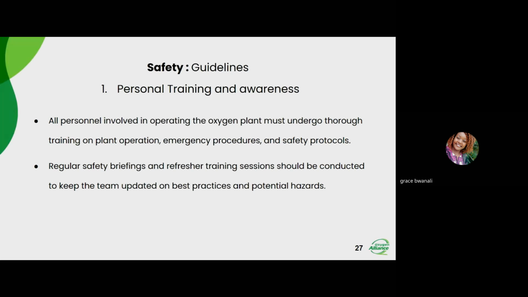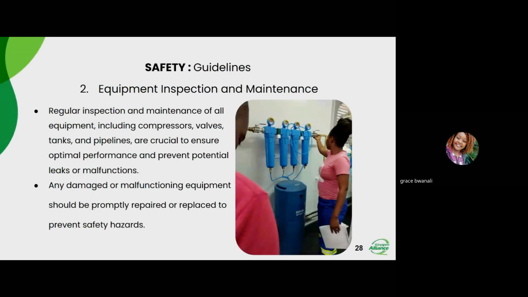The other safety guideline is equipment inspection and maintenance. In my time of operating the plant, I have learned first-hand the importance of keeping equipment in top shape. There was a time when we got a tiny valve leak during the routine checks. It seemed insignificant at first, but it could have actually turned into a major safety hazard if it was unchecked.